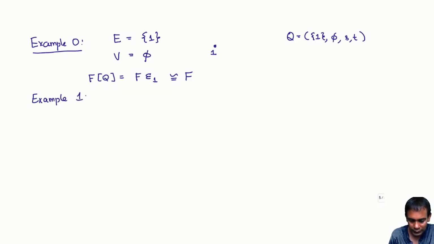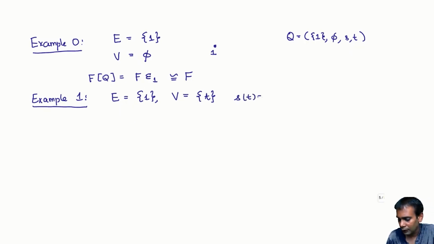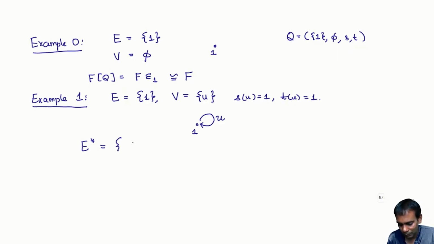Let's look at a slightly more interesting example. Let's take E to be 1. But now I'll have V to be just one arrow, which I'll call U. S of U equals 1 and T of U equals 1. So if you want to draw this quiver, you have this one node 1, and U is one arrow going from 1 to 1. Then E star consists of all the paths that start and end at 1. There's the empty path, then there's U, then U squared, U cubed, and so on.